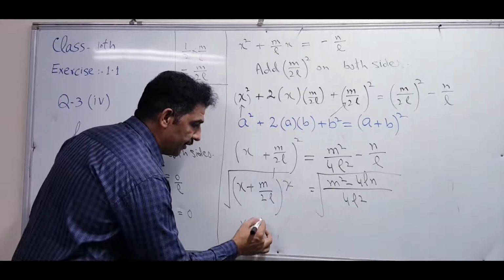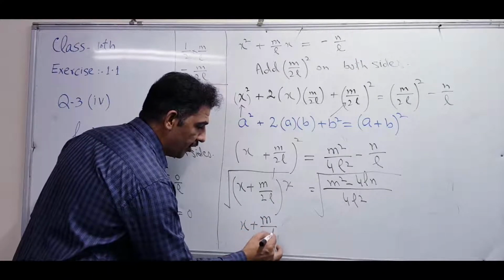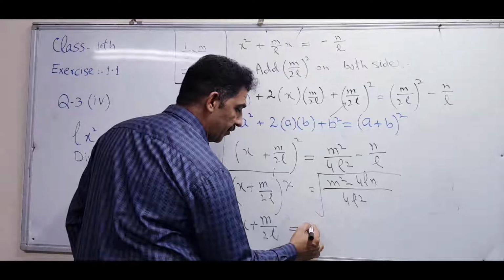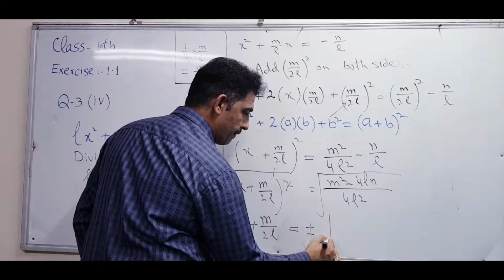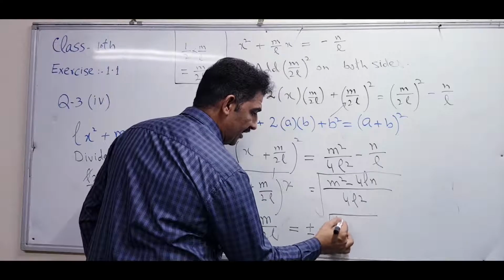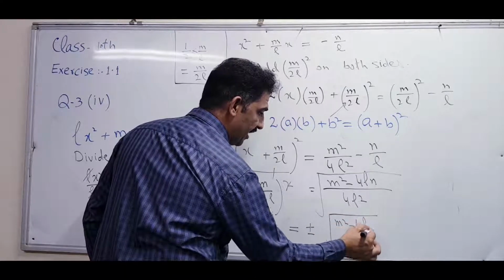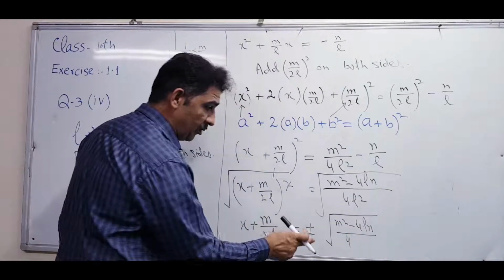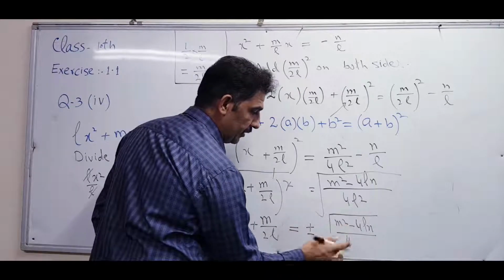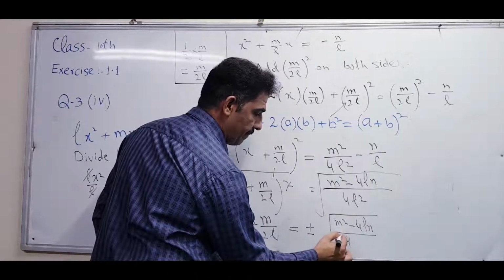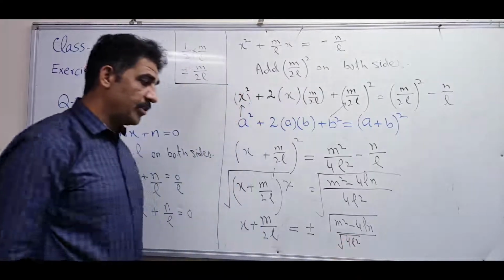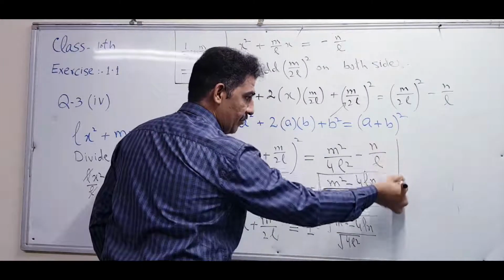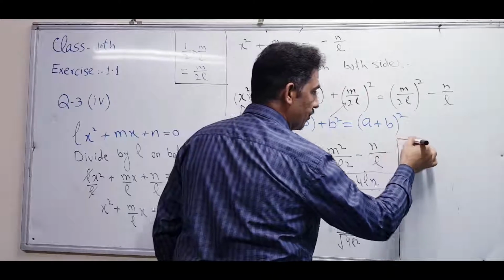X plus m over 2L is equal to, here we will use the sign plus minus, m square minus 4ln over 4l square. We can take the root of the 4l square separately. 4l square we will take the root separately and the numerator separately. We need a little bit more space to complete the question.